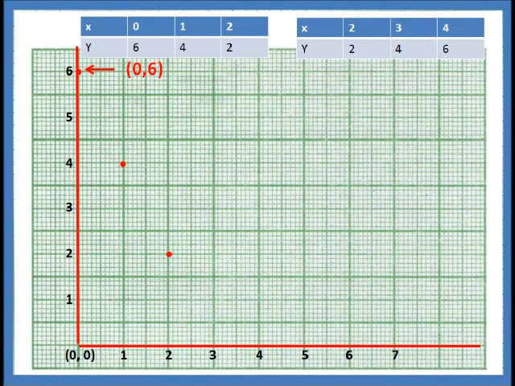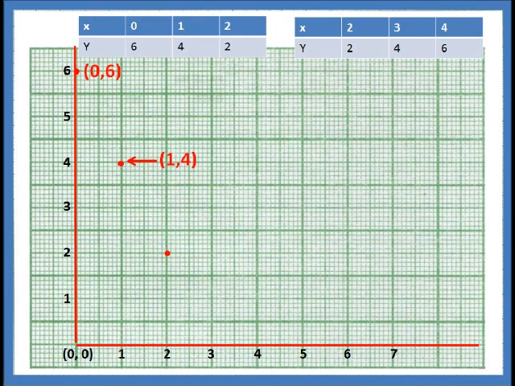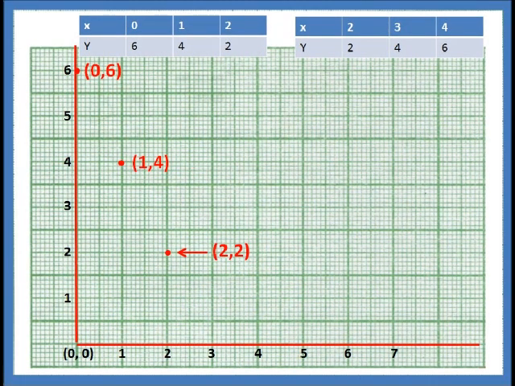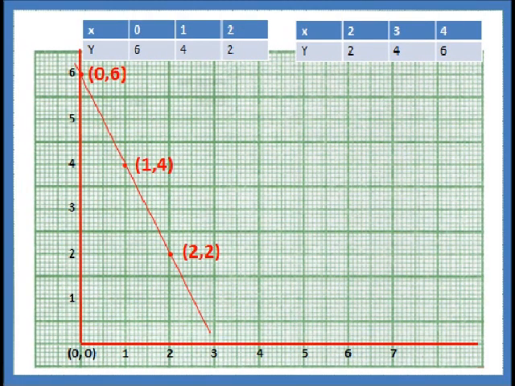Now mark the three sets of values from table 1. So this is the first point, that is shown by a red arrow, 0, 6. This is the second point, 1, 4. This is the third point from the first table, 2, 2. Now join all the three points by a straight line.